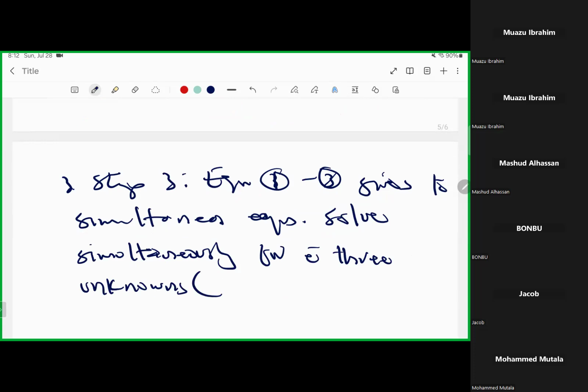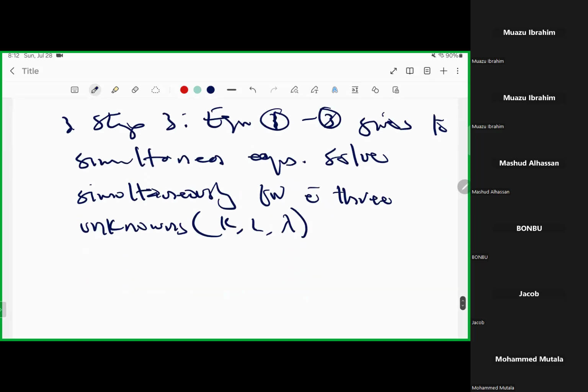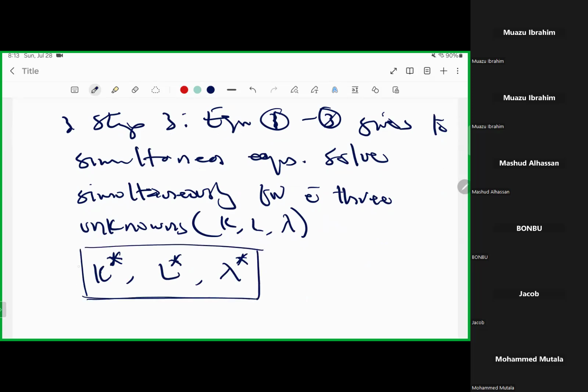And what are the 3 variables? Capital, labor, and then lambda. So once you solve, you will get values for capital. You would also get values for labor. You would also get values for lambda, that you will use to know how many quantities of capital should we employ and how many quantities of labor should we employ. Are we together? So these are the steps that you will need to follow.